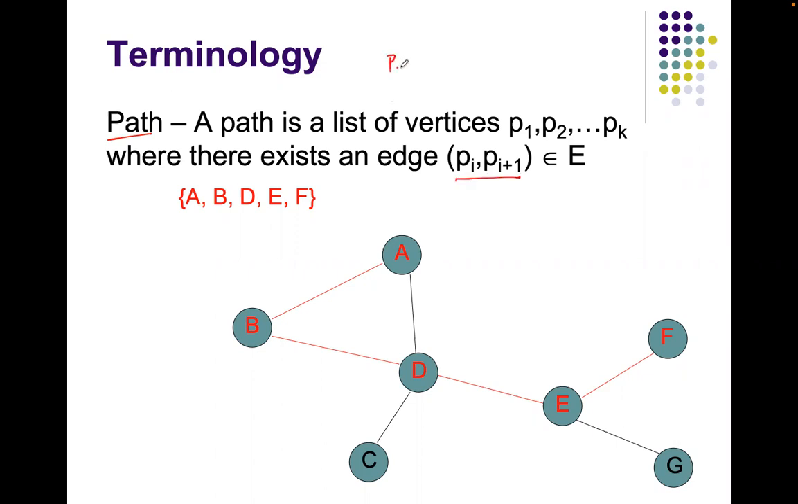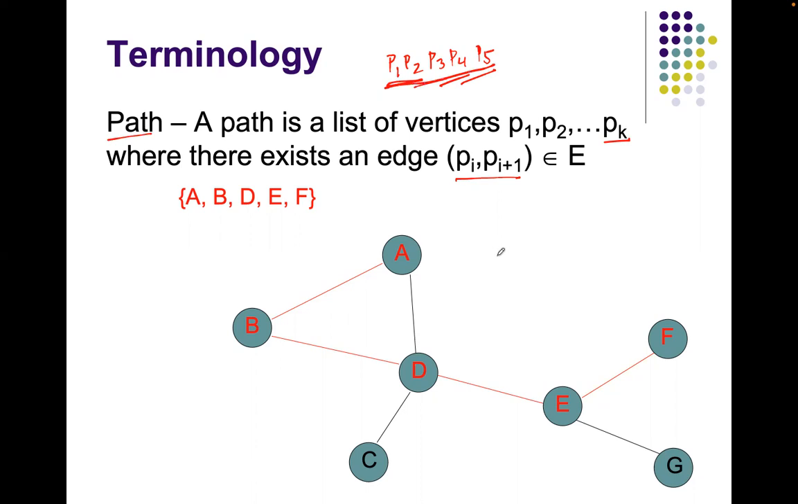For example, if we have a path that looks like this, it means that for any two adjacent nodes there is going to be an edge. So there will be an edge from P1 to P2, P2 to P3, P3 to P4, and P4 to P5. What it means is that there is a path from P1 to Pk, and this path has this set of nodes.